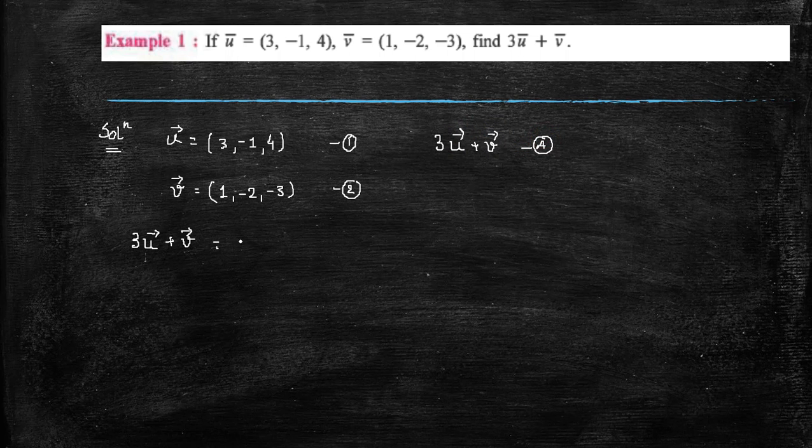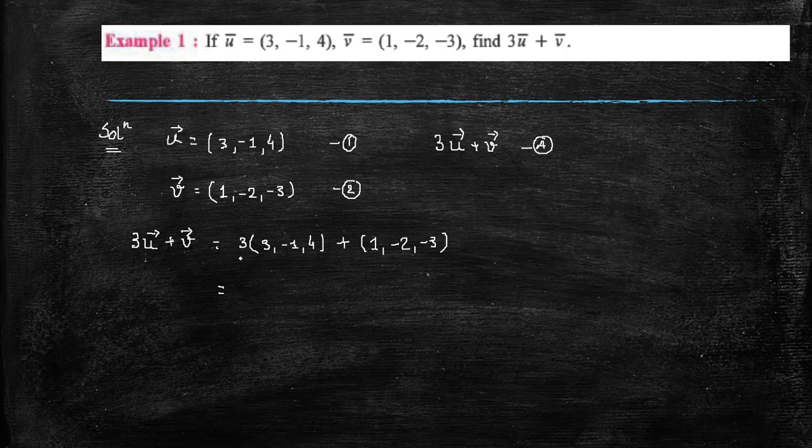we got 3 into, instead of u we can write 3, -1, 4. Then instead of v we can write 1, -2, -3. Yes, you are right, 1, -2, -3. So what should we do first?